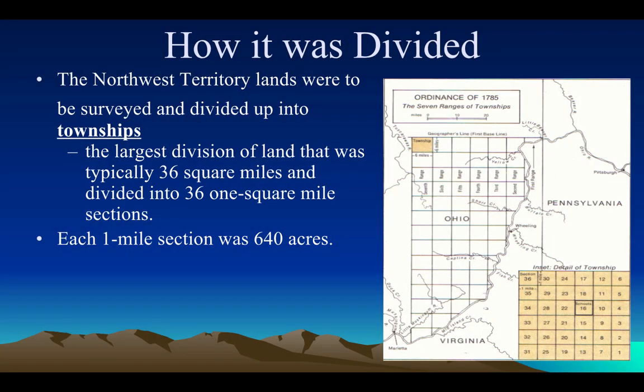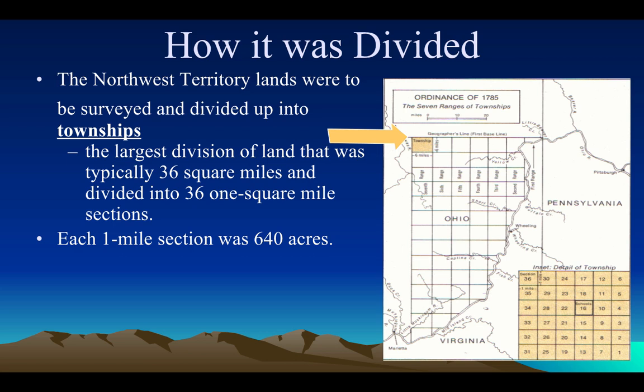So the Northwest Territory lands were to be surveyed and divided up into townships. The largest division of land, typically 36 square miles and divided into 36 one-square-mile sections, is a township. Each one-mile section was 640 acres.